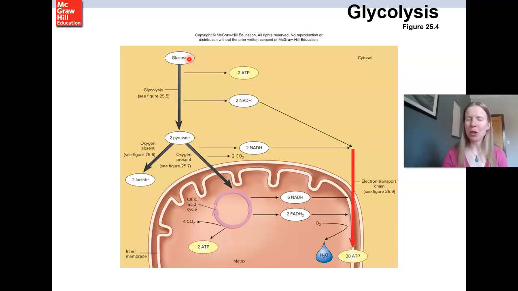Glucose is a 6-carbon molecule. I'm going to write that. Glucose is a 6-carbon molecule. And we are going to split it in half into 2 pyruvates. Each pyruvate is a 3-carbon molecule. So we haven't lost any carbon yet.